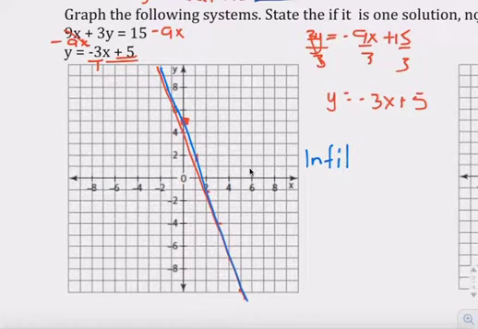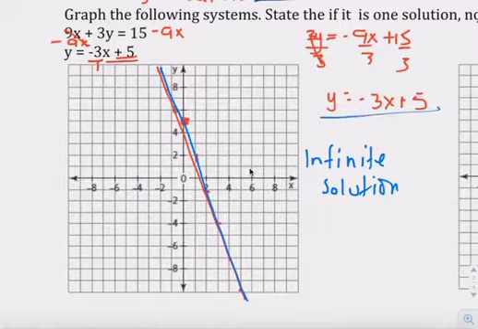Spelled it wrong again. Infinite solution. Same line. See, you notice that?